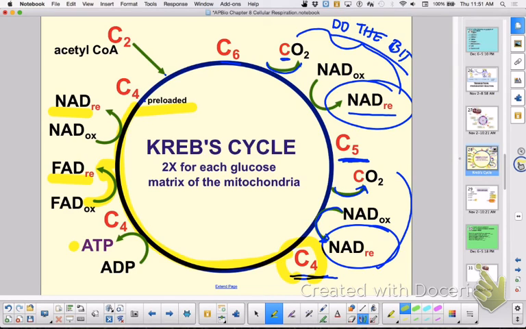Ready? Here we go. 2 plus 4 is 6. Do the bit, get 5. Do the bit, get 4. Make an ATP. Reduce an FAD, reduce an NAD, and 2 plus 4 is 6. Do the bit, get 5, do the bit, get 4. Make an ATP, reduce an FAD, reduce an NAD, and stop. Gather all your reduced NADs and FADs and take it to the top of the ETC.